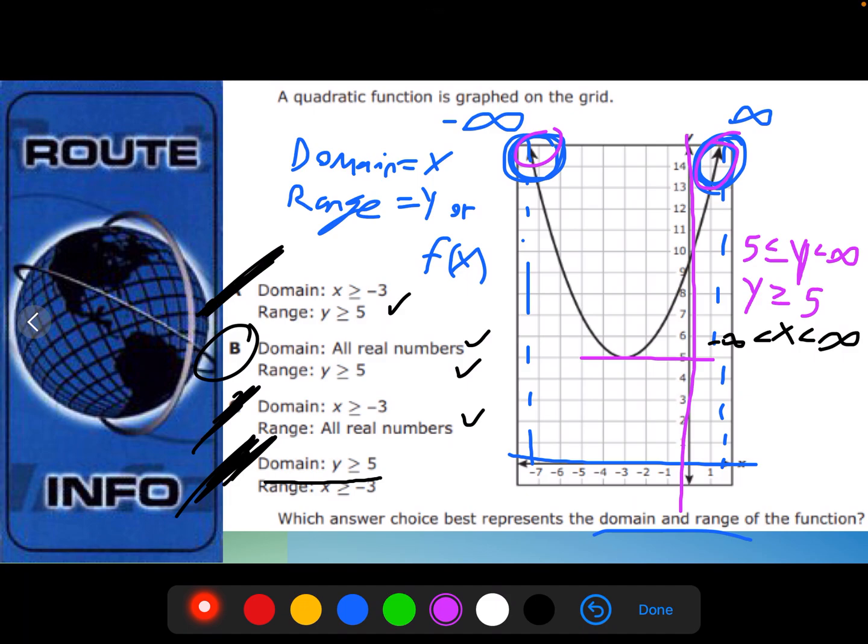All right, so use these skills to eliminate answer choices when you're doing these. A big part of this is if you can remember whether domain is x, range is y. If you can remember that part, you can always eliminate answers. So try to get that memorized.